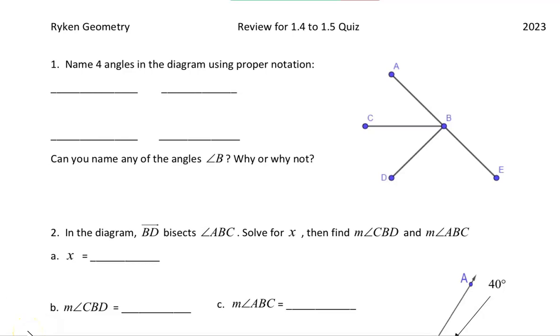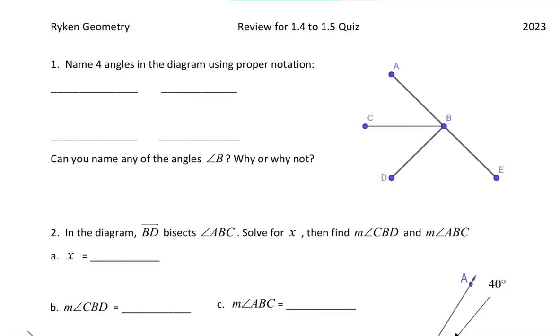Okay, in this video, we're going to go through the review for 1-4 and 1-5. So the first question says, name 4 angles in the diagram using proper notation. Okay, so proper notation is going to mean that you're going to use 3 letters with the vertex in the middle. So I can see right away that B is the vertex of every single angle. So let's start naming our angles.